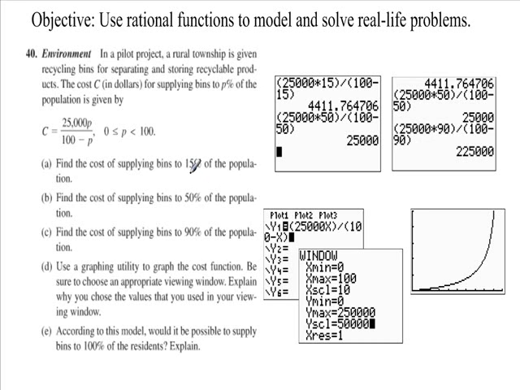Well, that tells us that our input value needs to be what? Yeah, 15. So on the calculator, we can input 25,000 times 15 in parentheses, divided by 100 minus 15 in parentheses, and see that the cost for supplying bins to 15% of the population is $4,411.76.